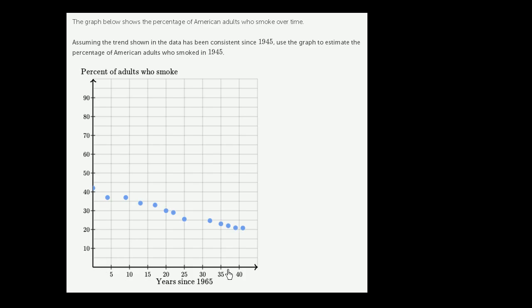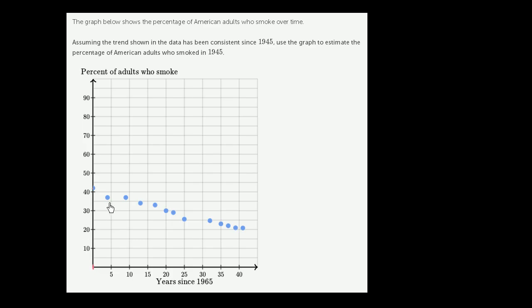The horizontal axis here, they say years since 1965. So at this point right over here, this is 0 years since 1965. So this really represents 1965. And if I were to eyeball it, it looks like it's around 42% of Americans. Just looking at this graph, I know that's not an exact number, roughly 41 or 42% of Americans smoked in 1965 based on this graph.